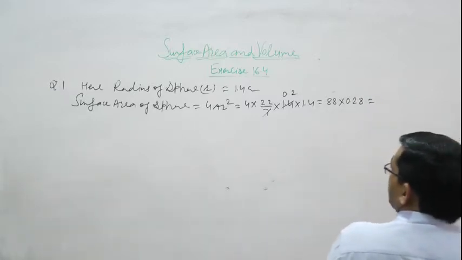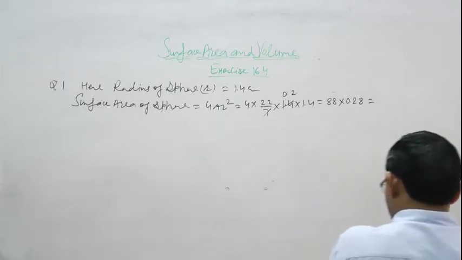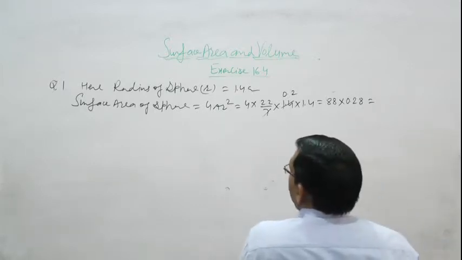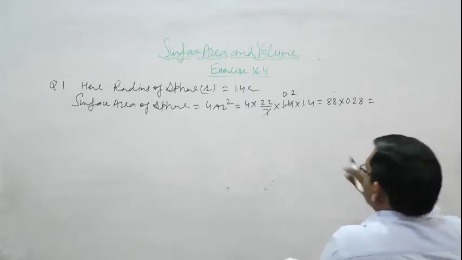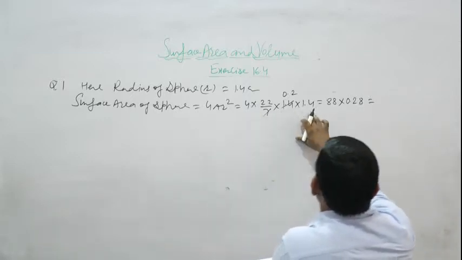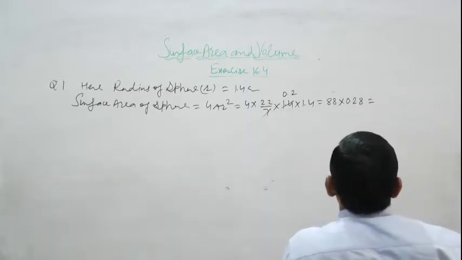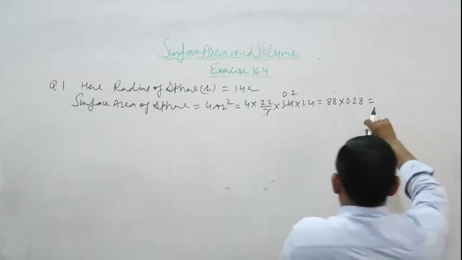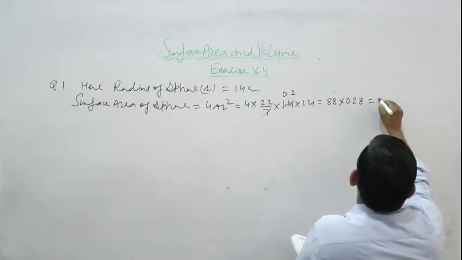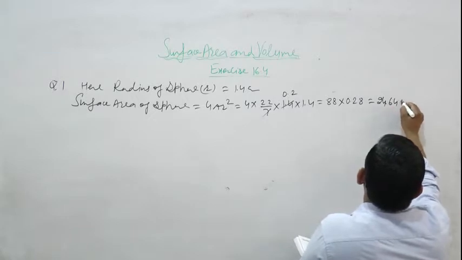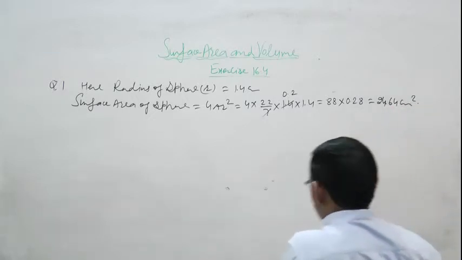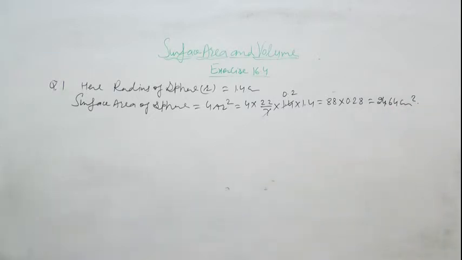The surface area of a sphere is 4 pi r square. After we put in the value of the radius, that is 1.4 into 1.4, by simplification, 88 multiplied by 0.28 is 24.64 centimeter square. This is the surface area of the sphere.